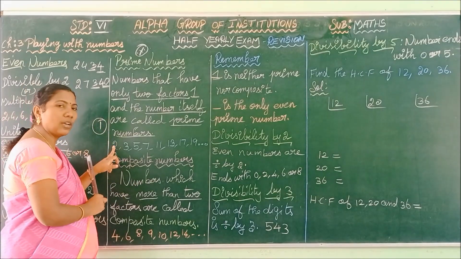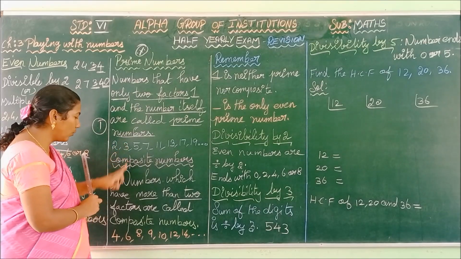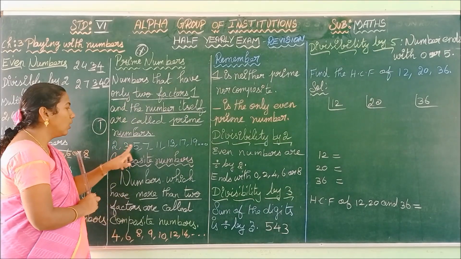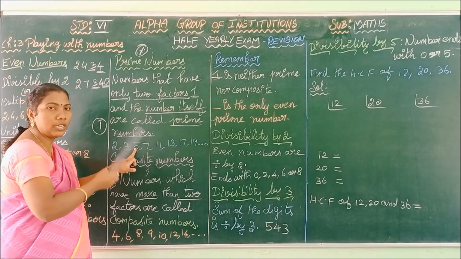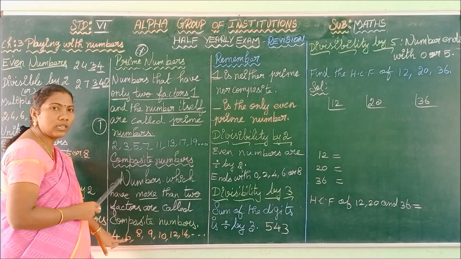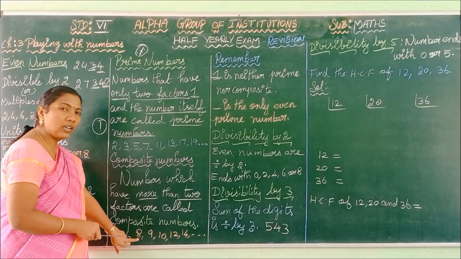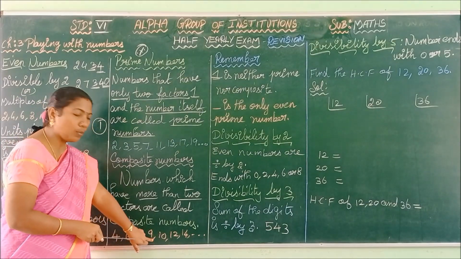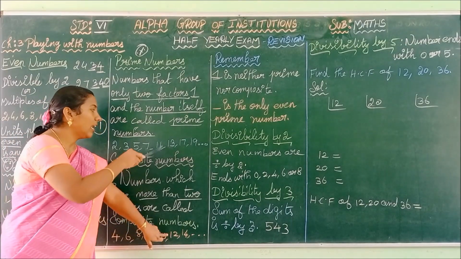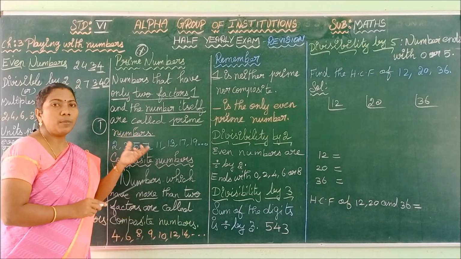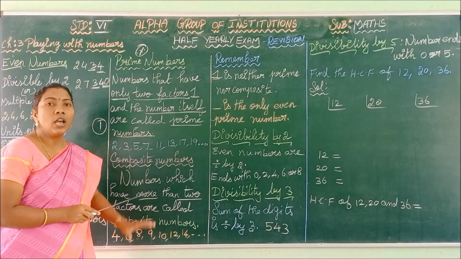See here, we have 2, 3. What is 4? 4 is a composite number. 5 is a prime number. What is the next number? 6. 6 is a composite number. 7 is a prime number. 8 is a composite number. 9 is composite. 10 is composite. 11 is a prime number. So if a number is not prime, it is a composite number.